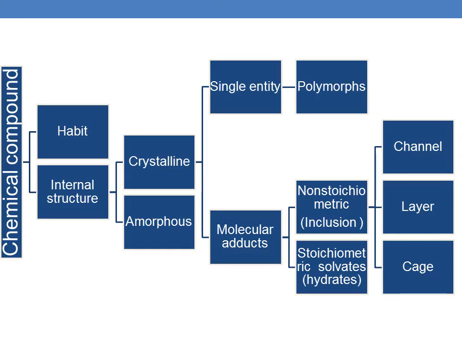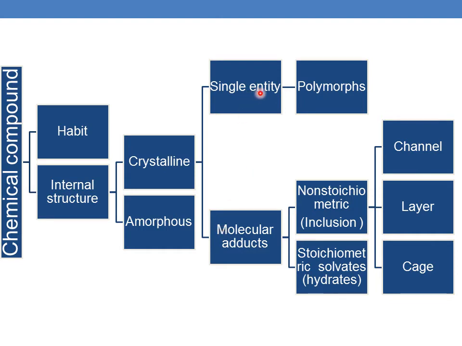Now coming to the characterization. A chemical compound has an internal structure and a habit. The internal structure can be either crystalline or amorphous. The crystalline internal structure is further divided: that particular chemical compound can be a single entity, or it can be a molecular adduct.